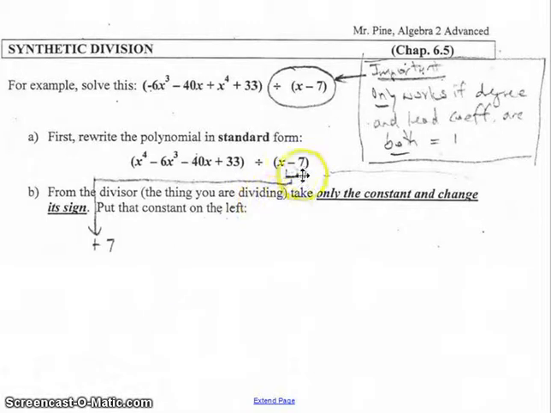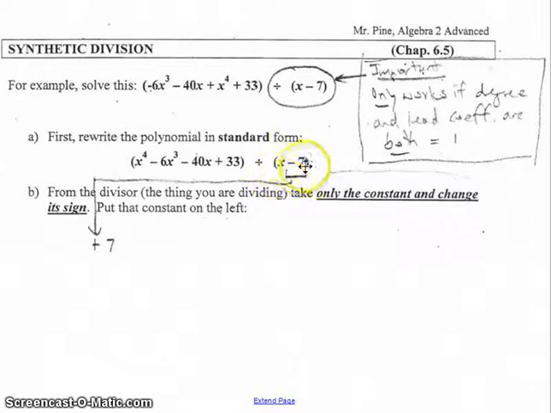B, take the constant and only the constant from the divisor. So in other words, that negative 7. And please note that this is in bold, italics, underlined, because it's trying to shout at you, change its sign. So don't use negative 7, use positive 7. If you don't do that, this whole process is going to get messed up.